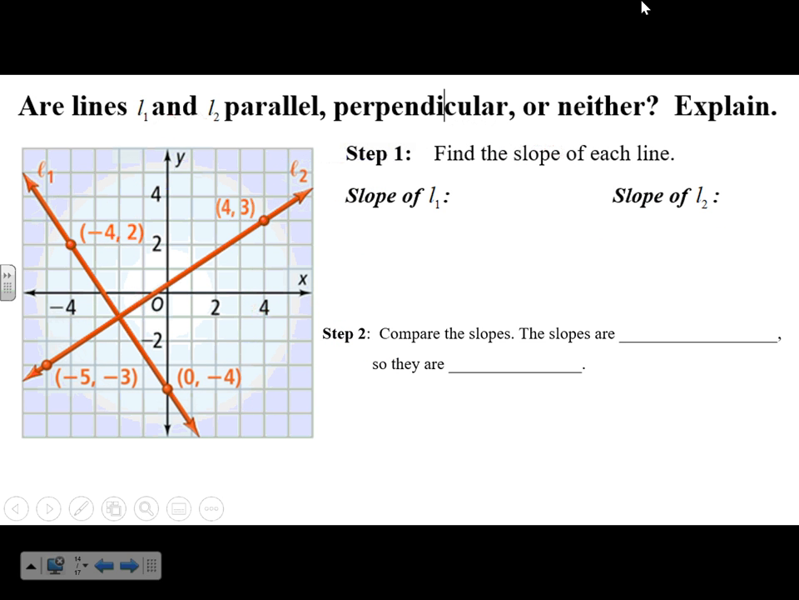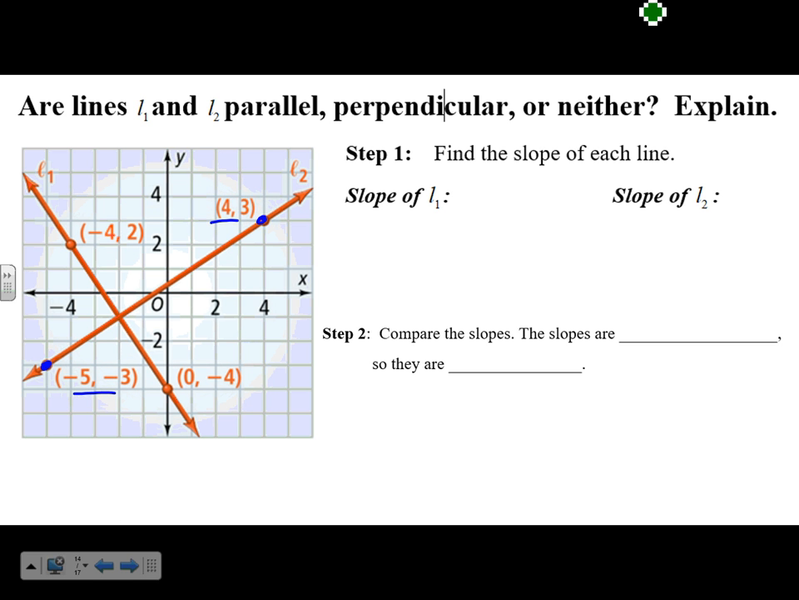So how about this one? Are L1 and L2 parallel, perpendicular, or neither, and explain. So find the slope of each one of those. Now they give you these ordered pairs, and so you could do the y2 minus y1 over x2 minus x1, and you could do it that way. But instead, let's just find the slope like normal. So to go from this point to this one, I guess this is L2, so let's do L1 first.